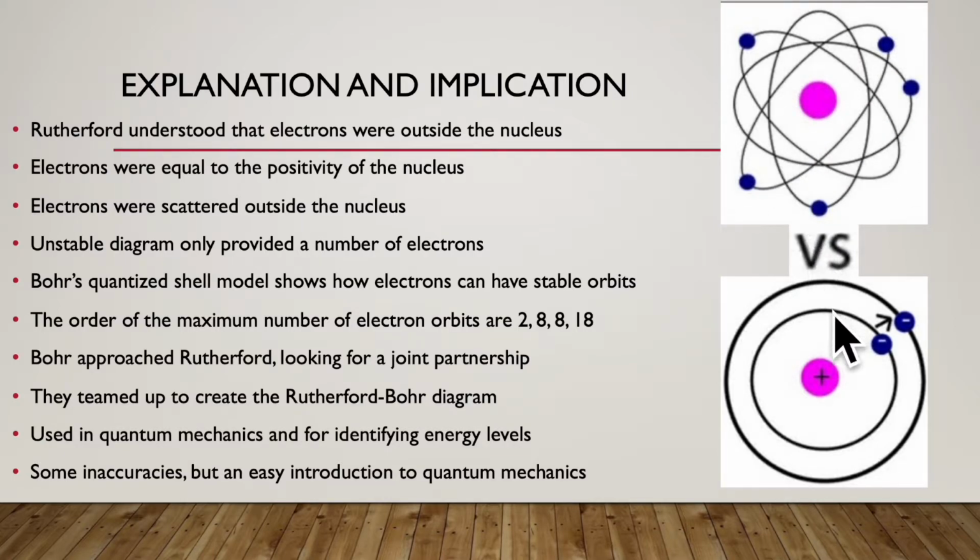And of course, versus your Bohr atom, you can see you have your positive in the middle, valence electron, you can see the energy, you can see the electrons, how they're organized, how they're stable. So Bohr's quantized shell model shows how the electrons can have stable orbits. The order of the maximum number of electron orbits in the Bohr-Rutherford diagram are 2, 8, 8, 18, as I said before.